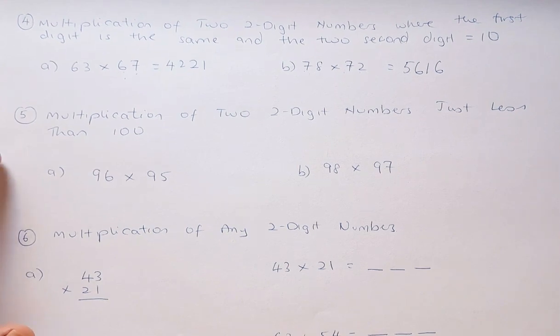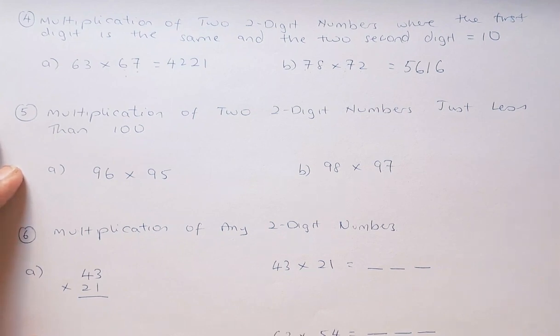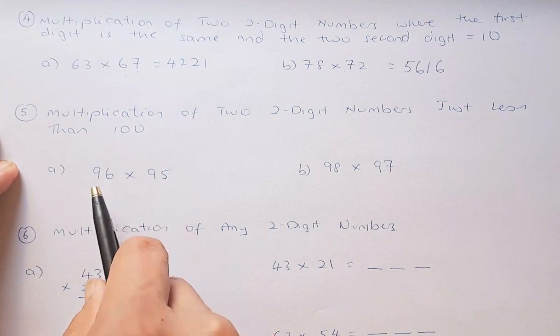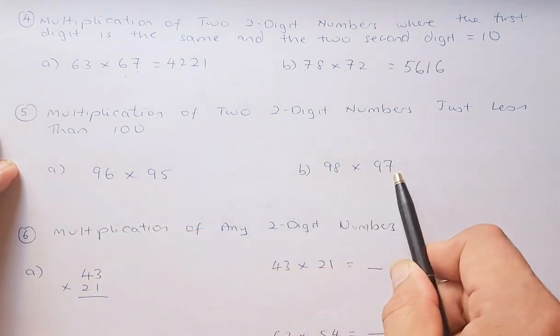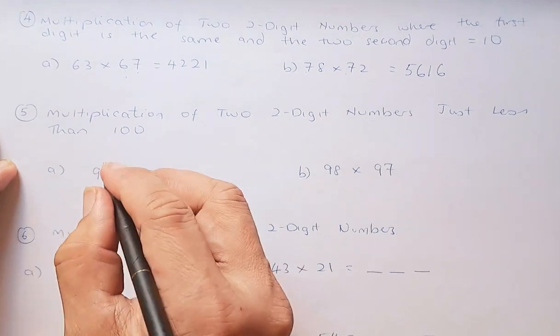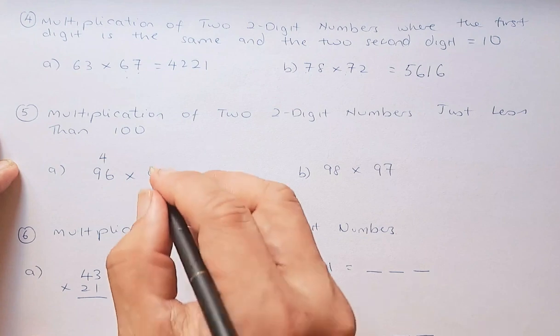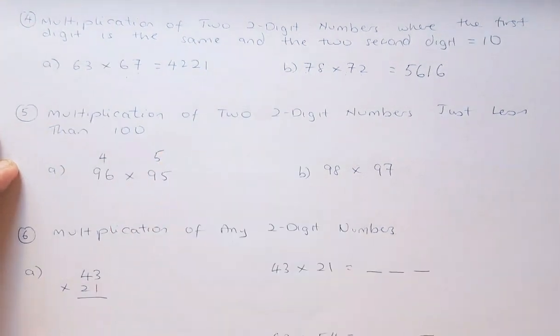Okay, now we are going to multiply 2-digit numbers just less than 100. So both of them are in the 90s, 96 times 95 and 98 times 97. So what you do, you need to put a number that makes up 100. So 96 is short by 4. So 4 plus 96 is 100 and 95 is 5. 5 plus 95 is 100.